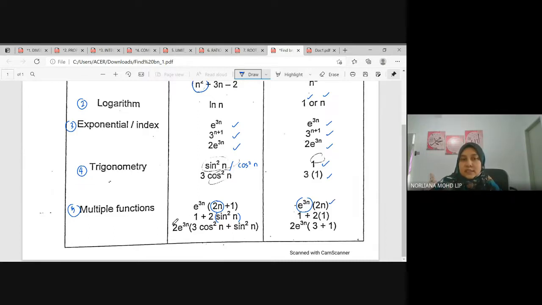And the last example, 2. Okay, this is a combination of exponential times trigonometric. So you copy the exponential again, times 3. 3 cos square n, actually 3 times 1. 3 times 1 plus sin square n 1. This 3 times 1 is equal to 3. So in this form is how the bn looks.